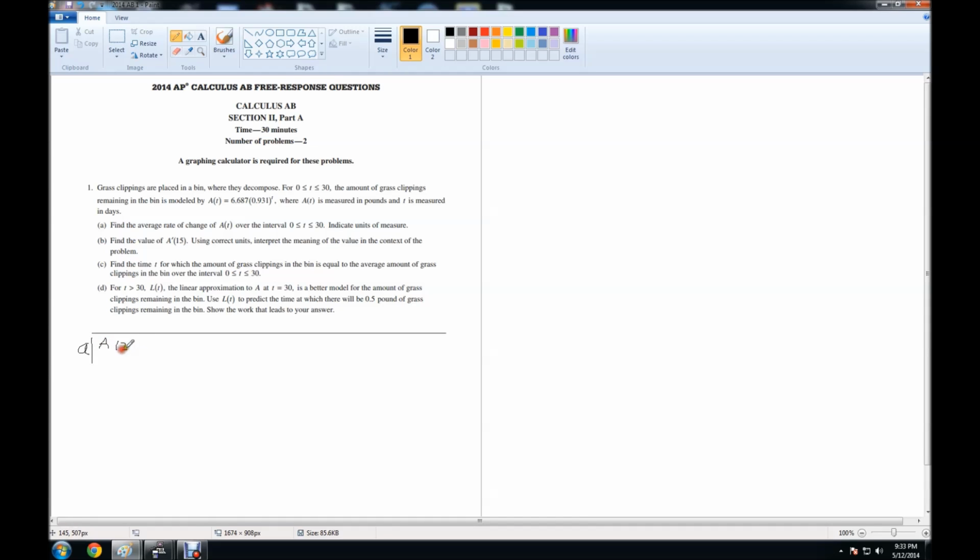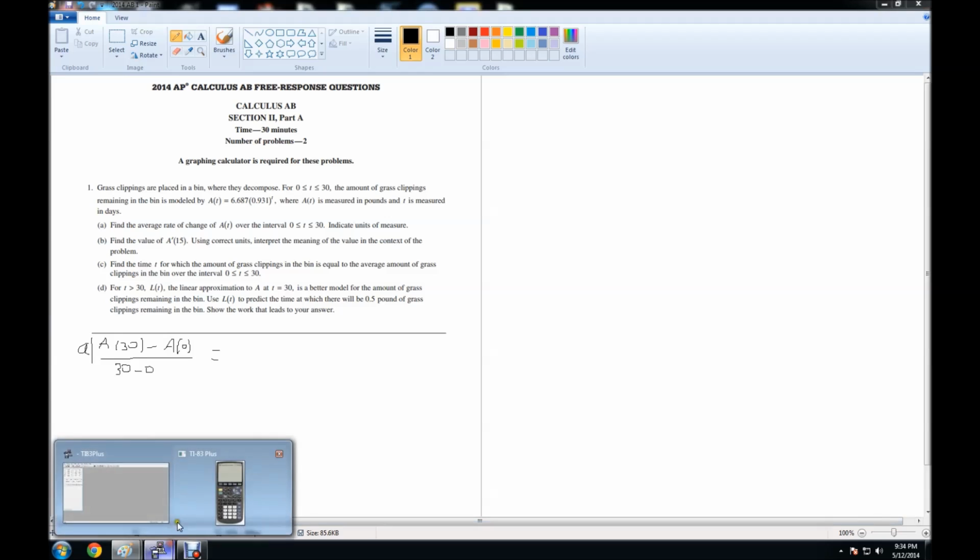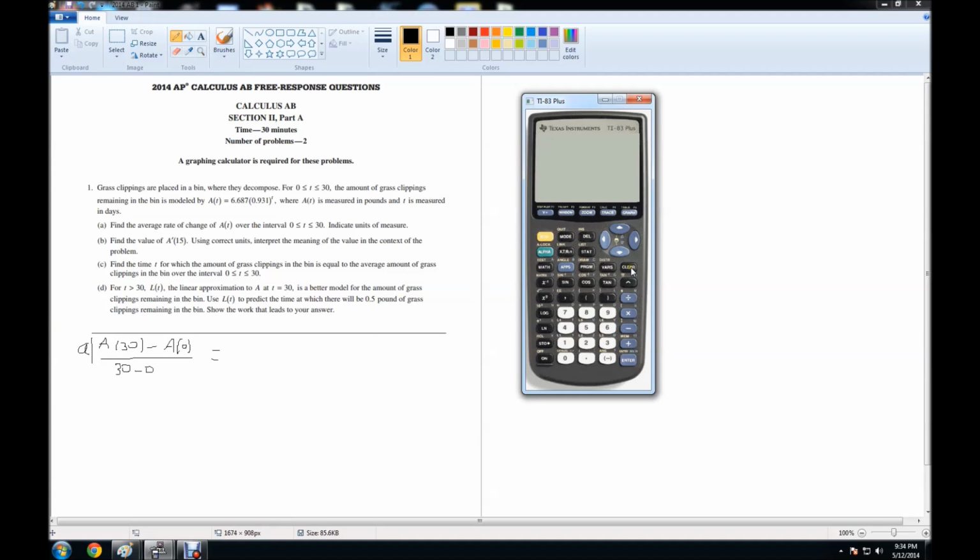A(30) minus A(0), all over 30 minus 0. And that would equal, well, let's get our calculator. It's A(30) minus A(0) all over 30 minus 0. So let's plug in 30. We get 0.931 to the power of 30 times 6.687. That's equal to 0.7829 and so on.